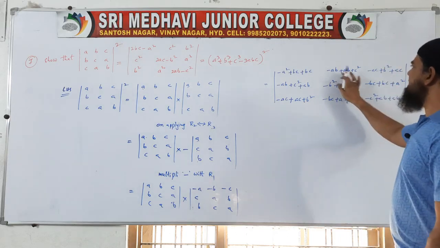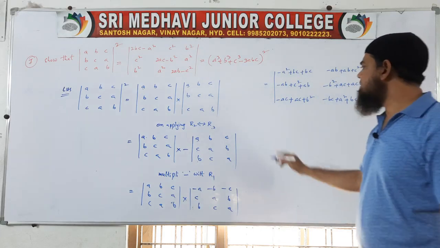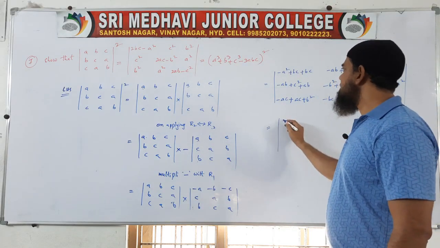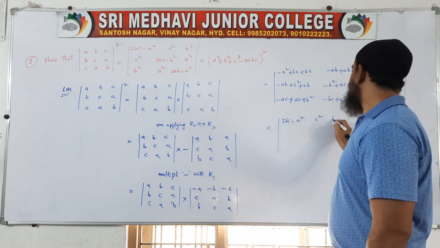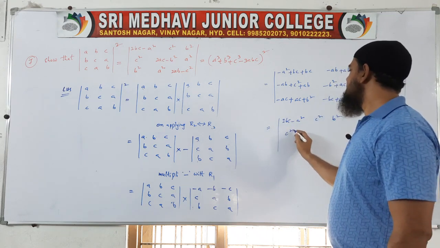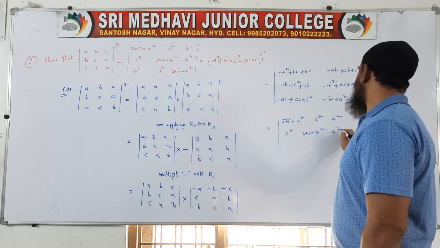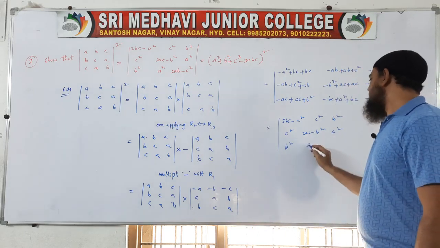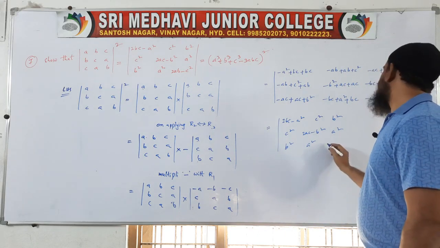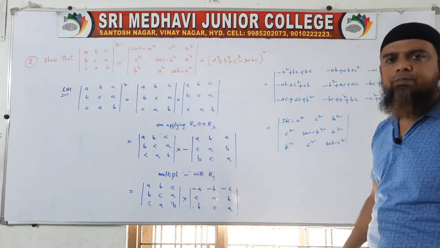If you see, minus AB plus AB cancel, minus AC plus AC cancel, no need to cut like this. Directly we can write the answer here. The answer is 2BC minus A square, C square, B square, C square, 2AC minus B square, it is A square, it is B square, A square, the last one is 2AB minus C square. One of the answers is over.